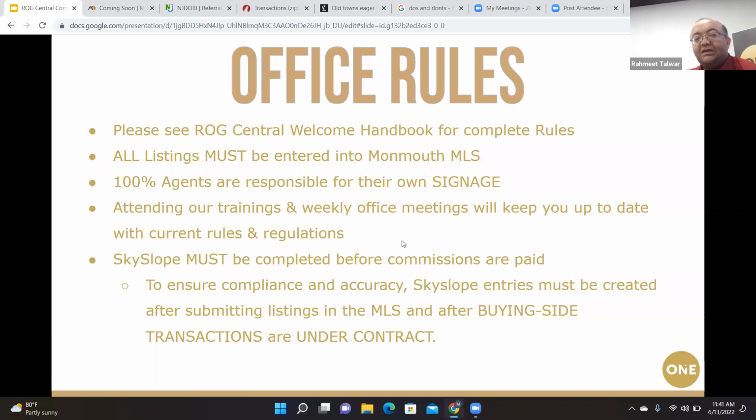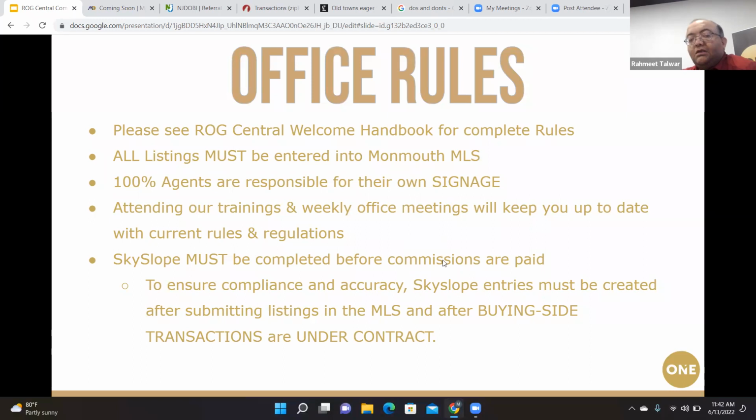Skyslope. So when you get a listing or when you are under contract on the buying side, we expect you to have your Skyslope created. It really will make your life a lot easier when it comes time to get paid. We cannot process your check until the Skyslope is done. It really keeps us compliant. Everything's in one place. That doesn't mean you have to put all your documents right there. Just create the transaction. That gives us an idea of how many transactions are in the pipeline.